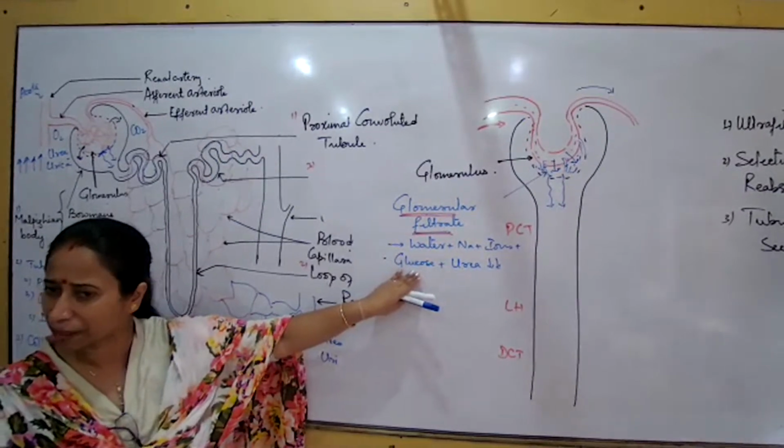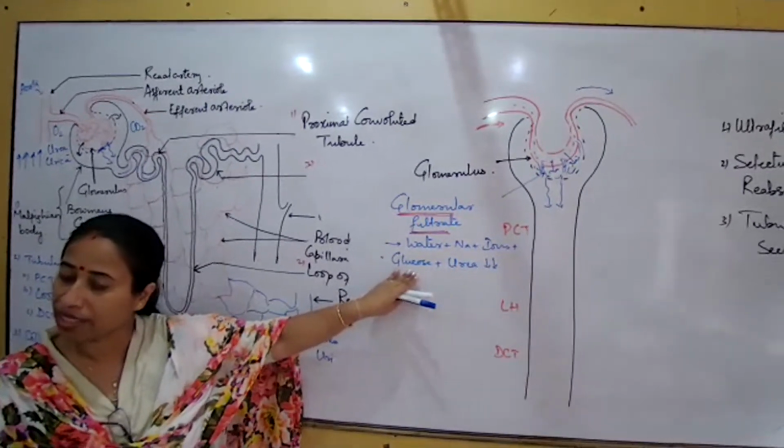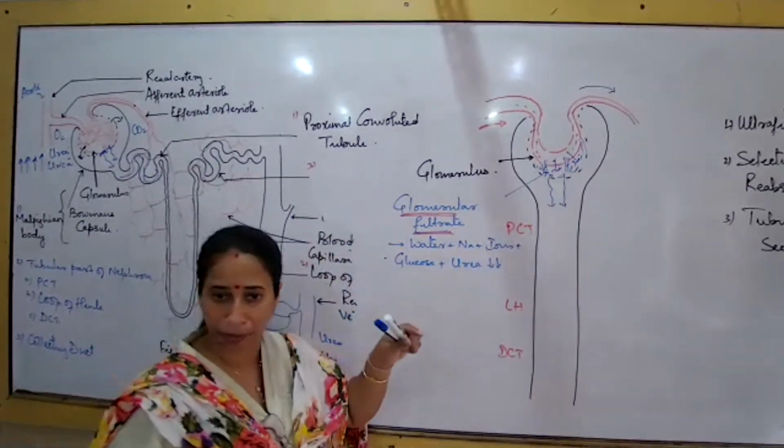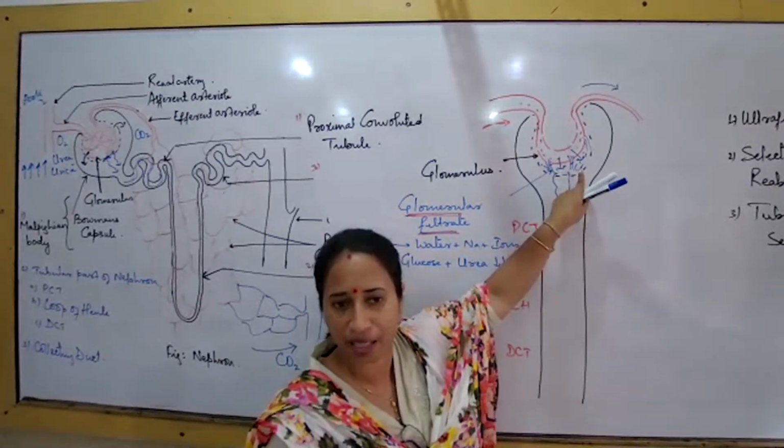Blood cells are there? No, the blood cells are not there. Why are the blood cells not there? The same concept. Because of all these pores in the blood capillary, the RBCs will get stuck. RBC never comes out.